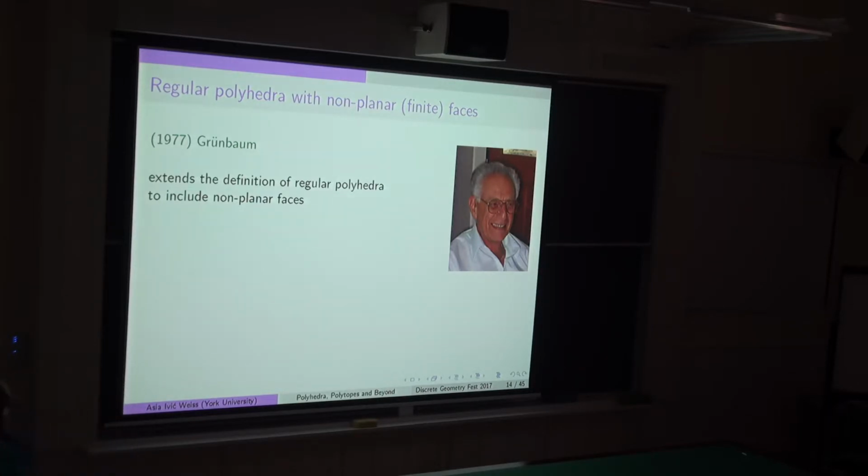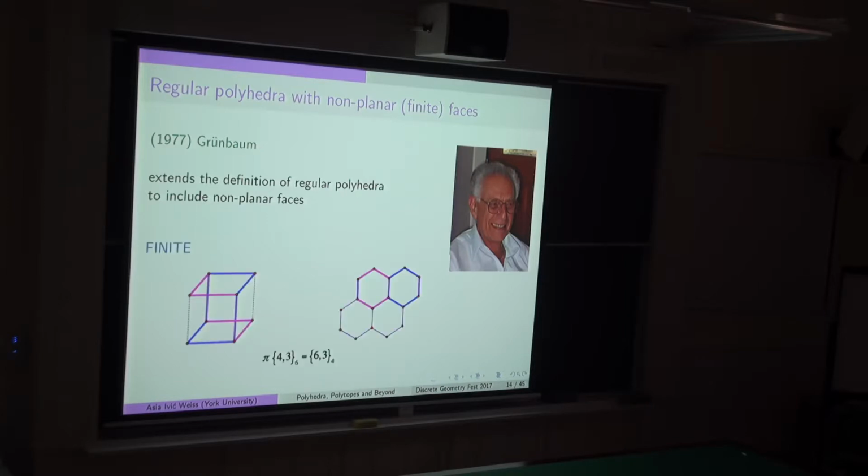In the 1970s, Branko Grünbaum decided that there was something odd about the definition of regular polyhedra, and he restored the symmetry into the definition by saying, well, if Coxeter and Petrie want to consider as regular polyhedra those objects that have skew vertex figures, we should really allow faces to be skew as well. And so that was in 1970.